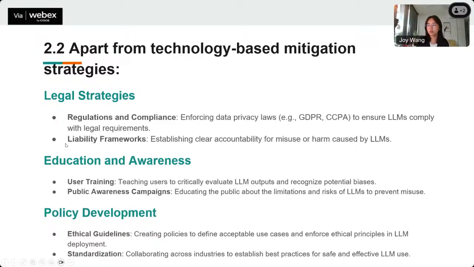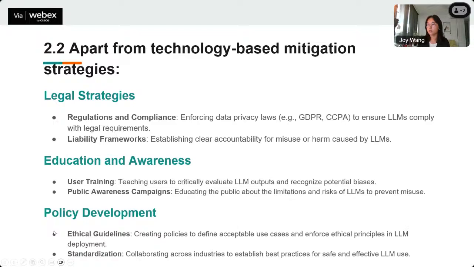And also education and awareness is another very important aspect. You need to give proper user training to teach users the limitations and potential risks of large language models. So when they use such services, they understand the potential risks and how they can use them more properly. It's also important to run public awareness campaigns, educating the public about the limitations to prevent misuse. I remember recently I saw an advertising campaign implemented in Britain. They are using AI to produce a set of videos to teach people how to distinguish spam from non-spam.